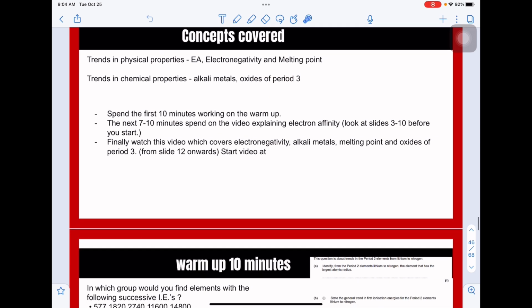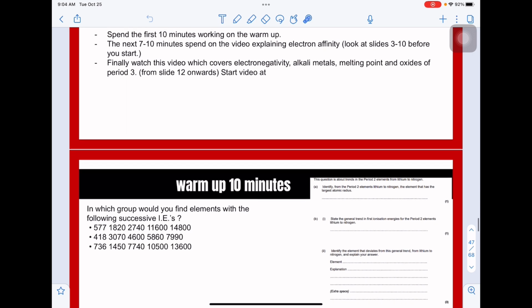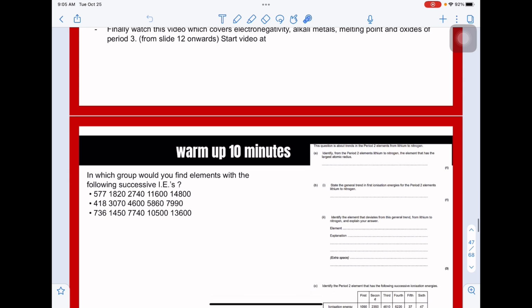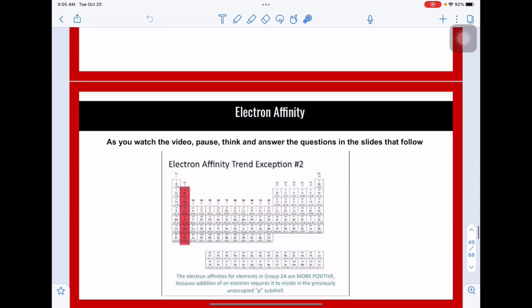If you looked at the post on Google Classroom, you would have seen that I directed you to do the warm-up first and then to watch another video, and that video is on electron affinity, and answer the questions that I have in the slides. So really what this video is going to look at are the last things: electronegativity, alkali metal, melting point, and so on. Okay, and that's from slide 12 onwards. So let's get that done.